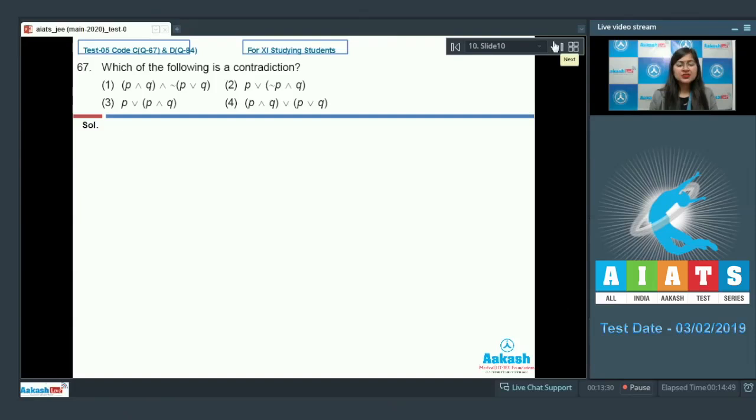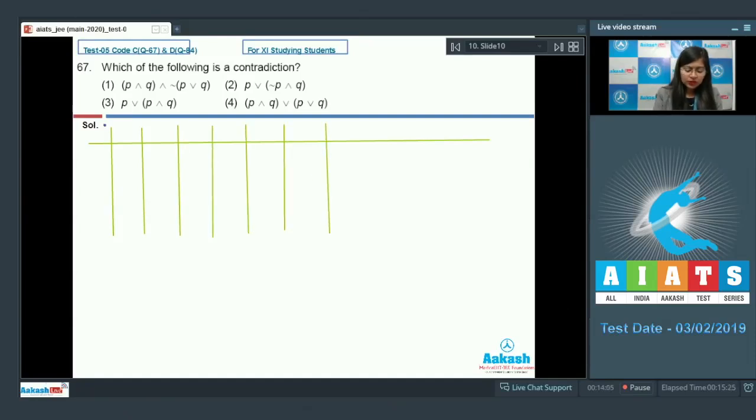Next is question number 67, a question from mathematical reasoning. Which of the following is a contradiction? Four options are given and we have to see which one of the following is giving us a fallacy. Now to solve such a question, we can make a truth table. Let us say this is P and this is Q. So we can take the truth values as T, T, F, F, and T, F, T, F.